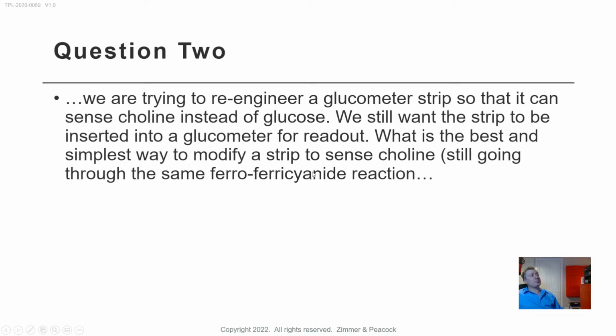So there's either build the choline strip from essentially the ground up or try to repurpose a glucose strip. I will discuss both things. First thing, I think the simpler route is actually just to build yourself a choline strip. The only unknown is, I know there's a choline oxidase. I haven't looked for the availability.